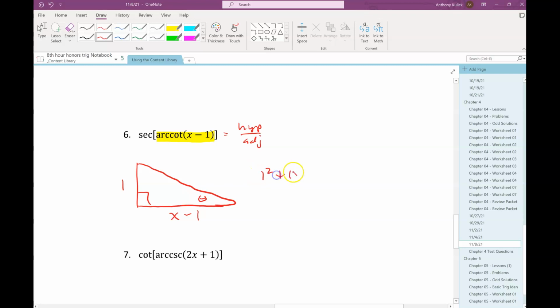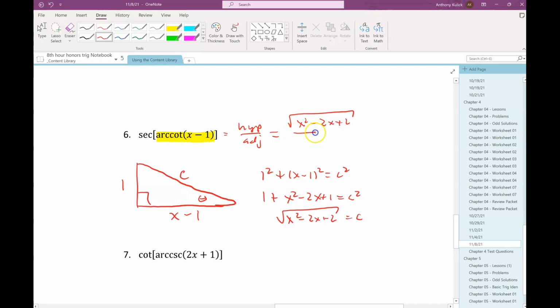So using the Pythagorean theorem, I have that 1 plus x squared minus 2x plus 1 is equal to c squared. So the square root of x squared minus 2x plus 2 equals c. So x squared minus 2x plus 2 over x minus 1. And I'm all done. Is that okay?